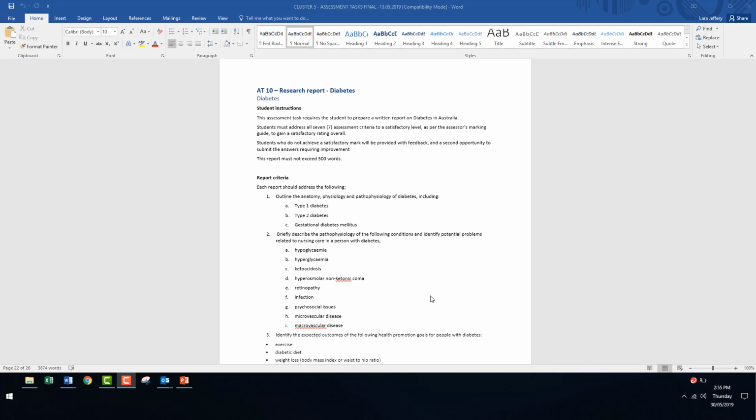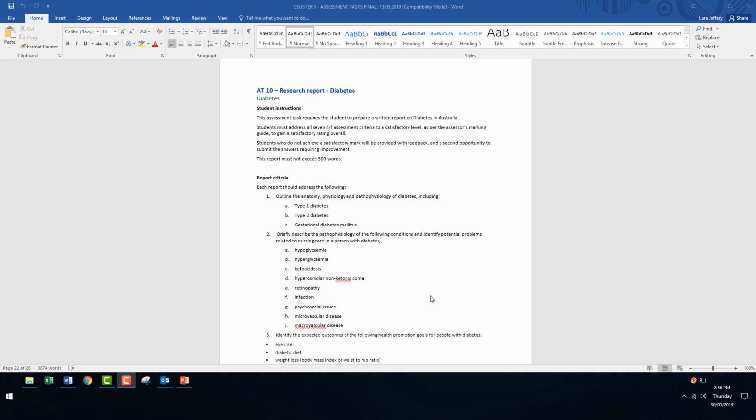including for type 1, type 2 and gestational diabetes. So for each of these, A, B and C, I'd like a paragraph. Okay, so a paragraph would be probably 4 or 5 sentences about each type of diabetes.